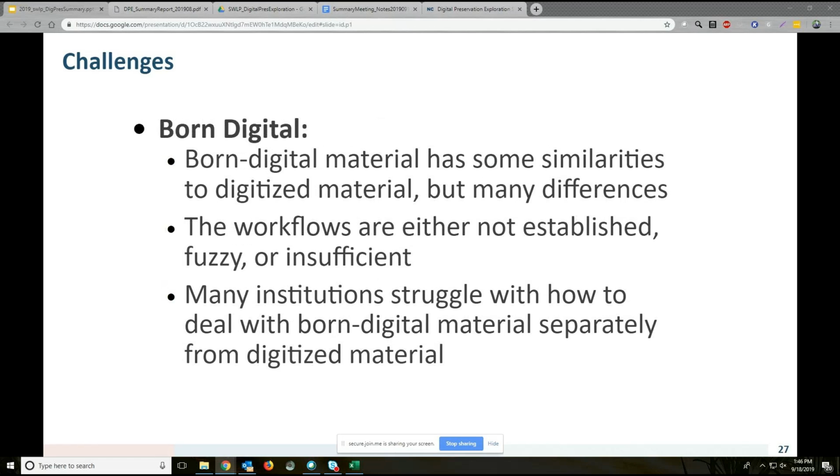Another challenge is just born-digital stuff. So going back to that concept of formatting, born-digital material has some similarities to digitized material, but there are a lot of differences, and most people who work in digital preservation now are familiar with managing digitized material. So when developing workflows for born-digital, it's either not established or it's fuzzy or it's just an insufficient process. And there's a struggle with how to deal with born-digital material separately from digitized material because it is fundamentally different.